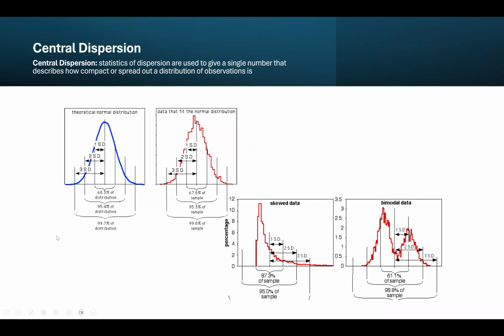Central dispersion is a little bit different. So it's the number that describes how either squished together all your data is, or spread out. So say you measured the height of a whole bunch of people in class, and out of 20 people, 17 of them were 5'5". Okay, so that would be a really squished or compact distribution. Does that make sense? So your central dispersion number will be really low.